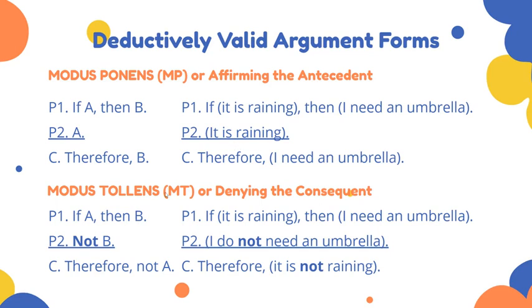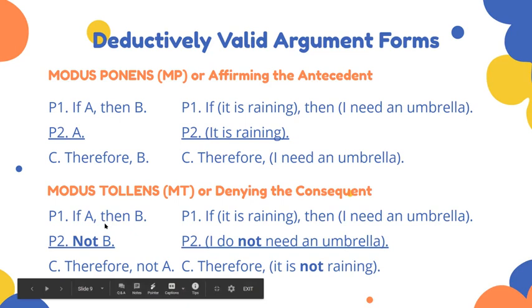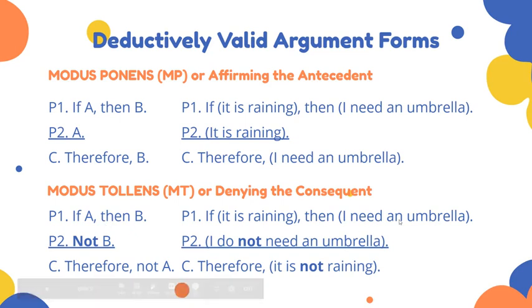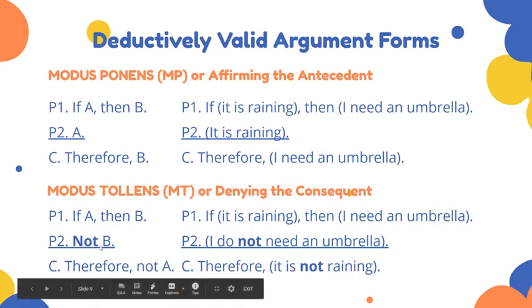Modus tollens, or sometimes referred to as denying the consequent, has a slightly different form. So the first premise is the same as modus ponens. Premise 1 is if A, then B. So if it is raining, then I need an umbrella. Premise 2 says not B, or not the consequent. I do not need an umbrella. And then the conclusion is therefore not A. Therefore, it's not raining. So notice this is if A, then B, not B, therefore not A. And this argument pattern or form is also always valid.